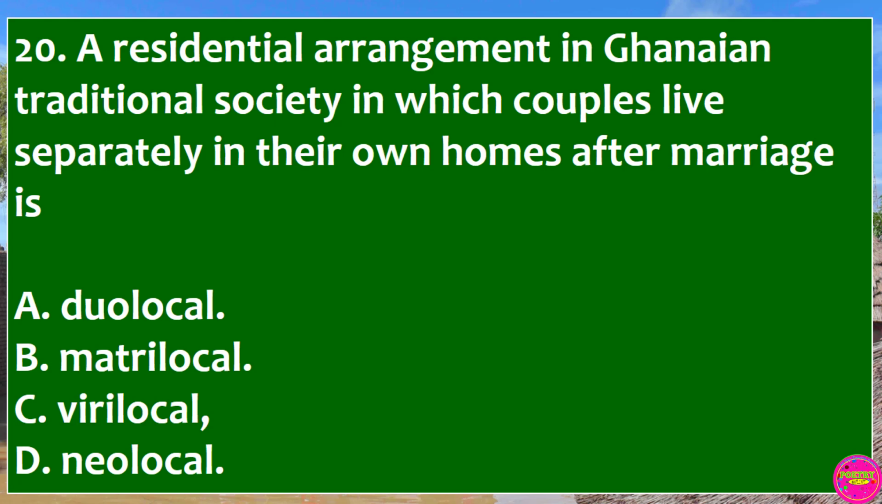Question 20. A residential arrangement in Ghanaian traditional society in which couples live separately in their own homes after marriage is A. Duolocal. B. Matrilocal. C. Virilocal. D. Neolocal. The correct answer to this question is D. Neolocal.